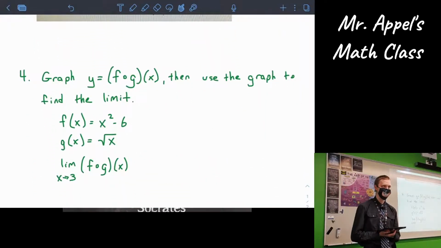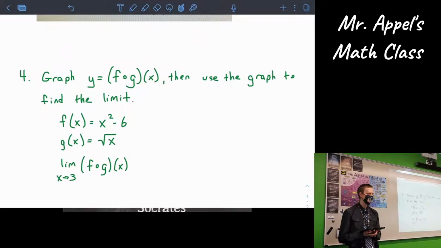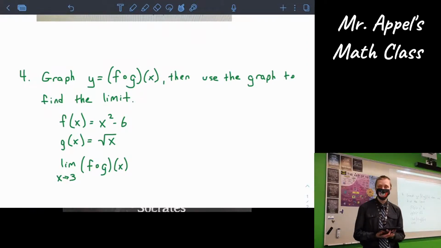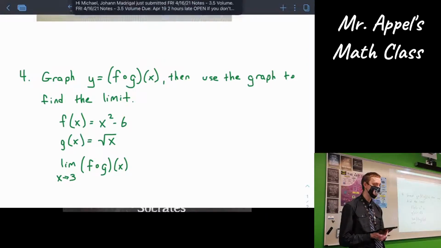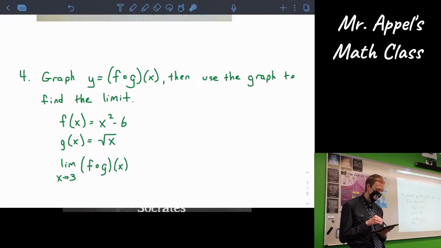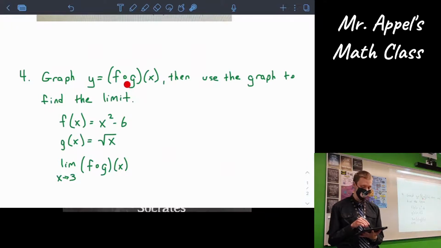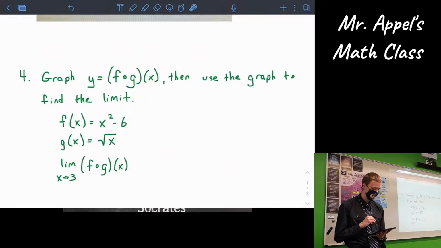But let's make it more complicated. Here's a scenario where it's not immediately obvious what's going on. When I have compound functions, f of g of x, how do I find the limit there? Because now we've got an extra layer between us and seeing the answer.